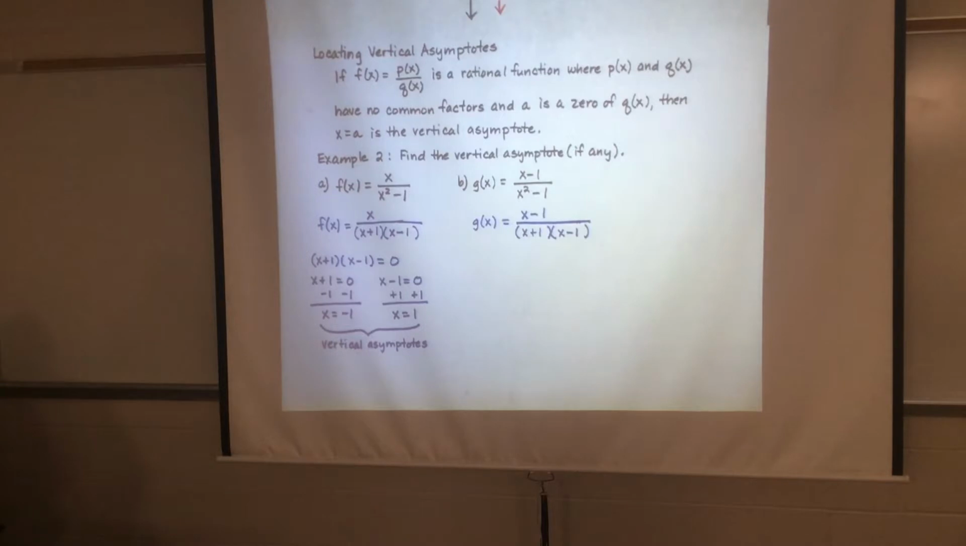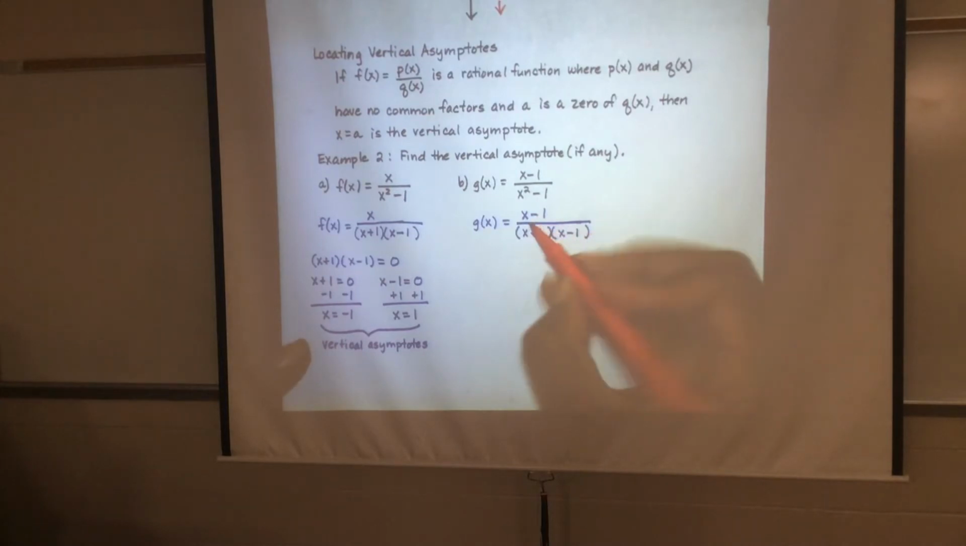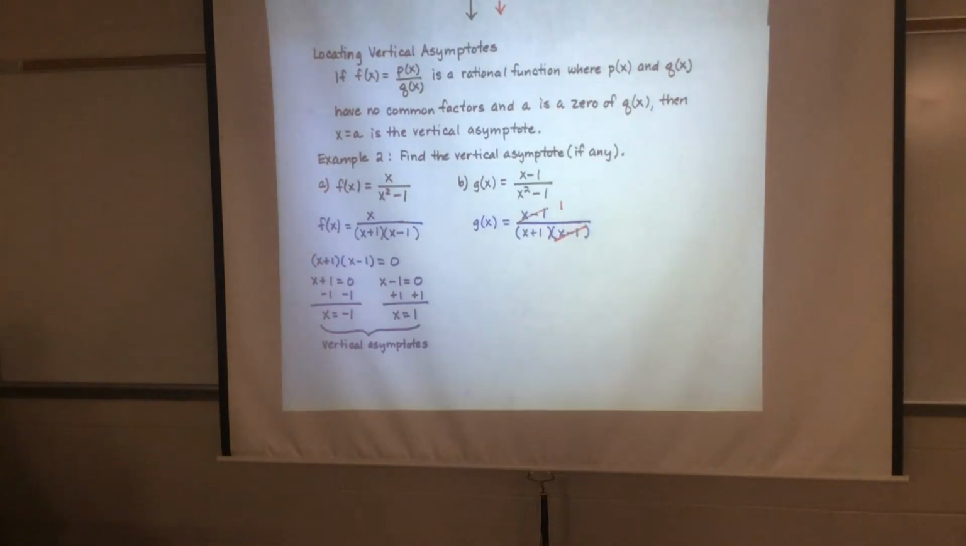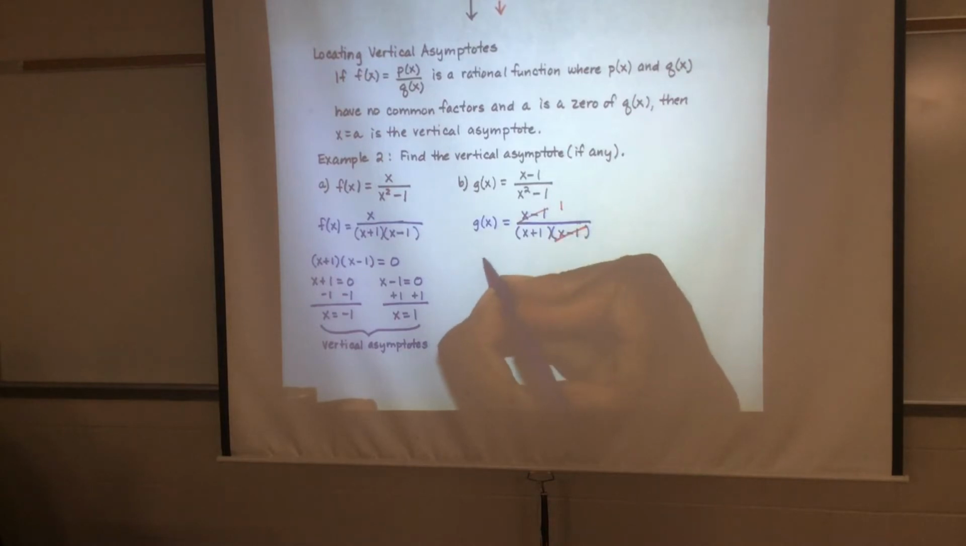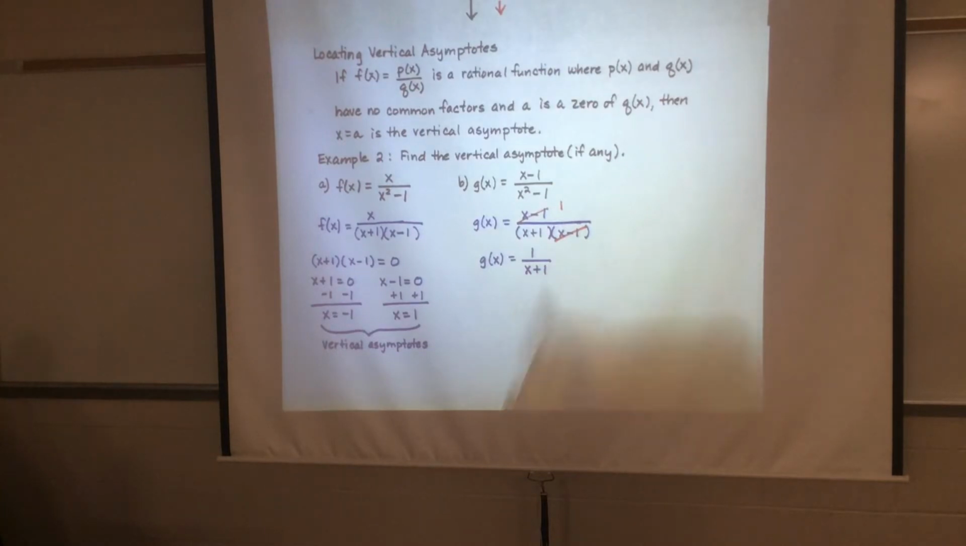Now notice here, I have a common factor in the numerator and the denominator. I can divide that out. I can divide out the x minus 1. And here we'll have a 1 in the numerator and an x plus 1 in the denominator. So I'm going to be left with g of x equaling 1 over x plus 1.